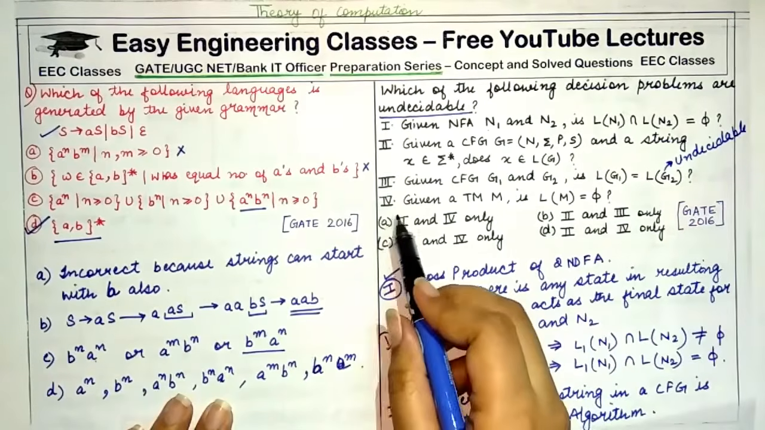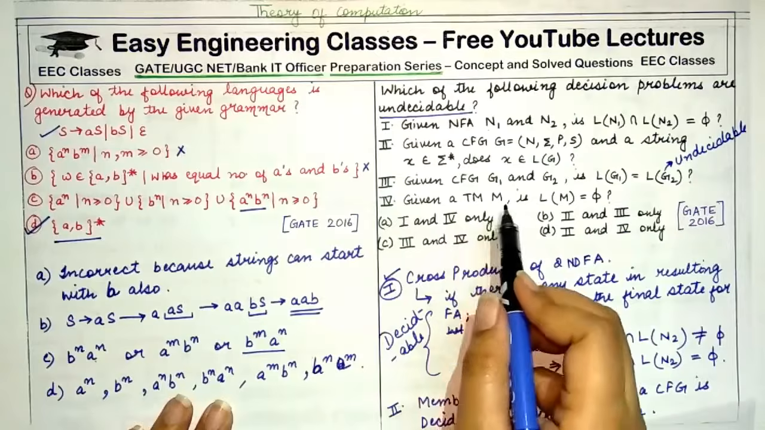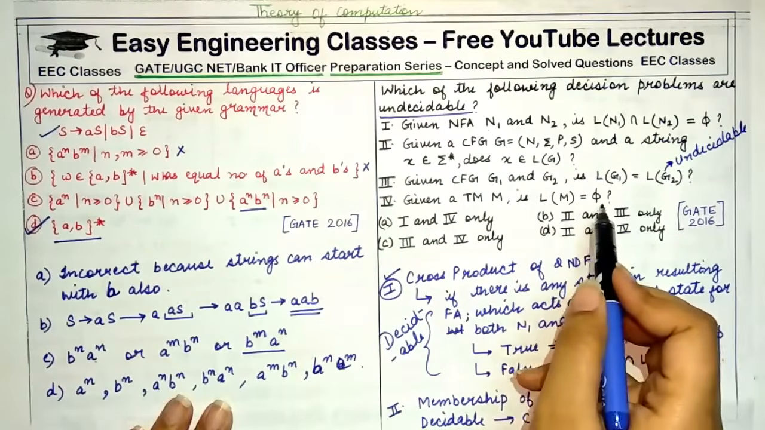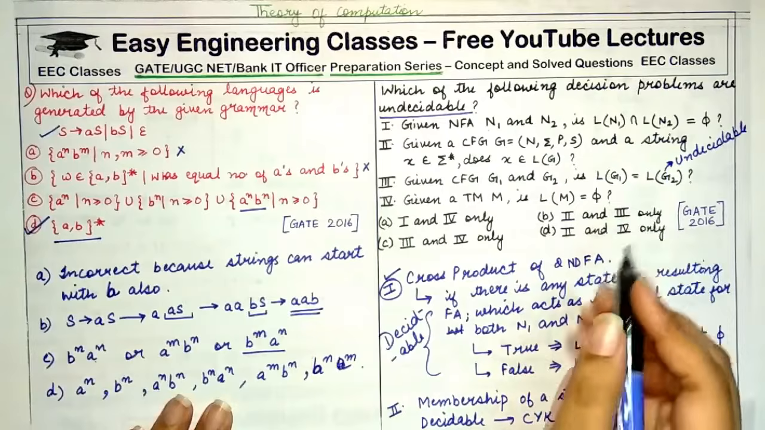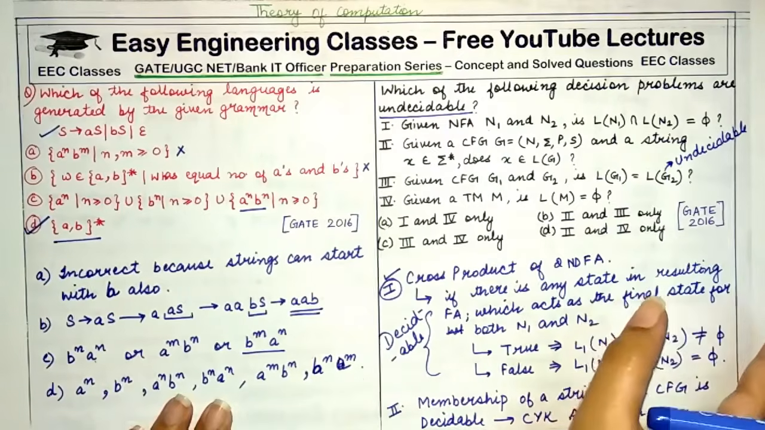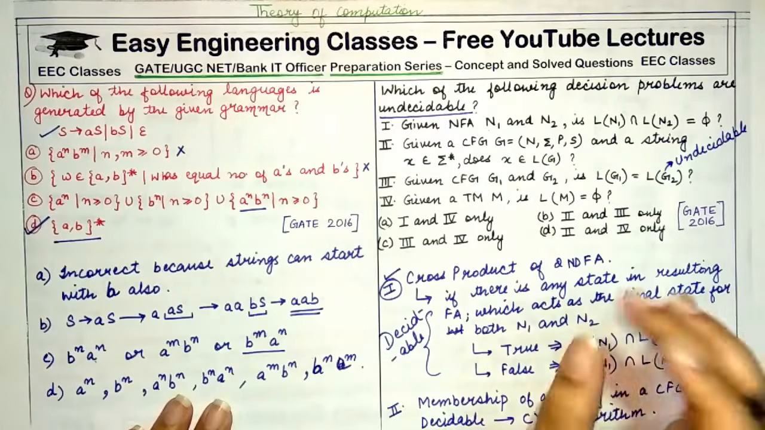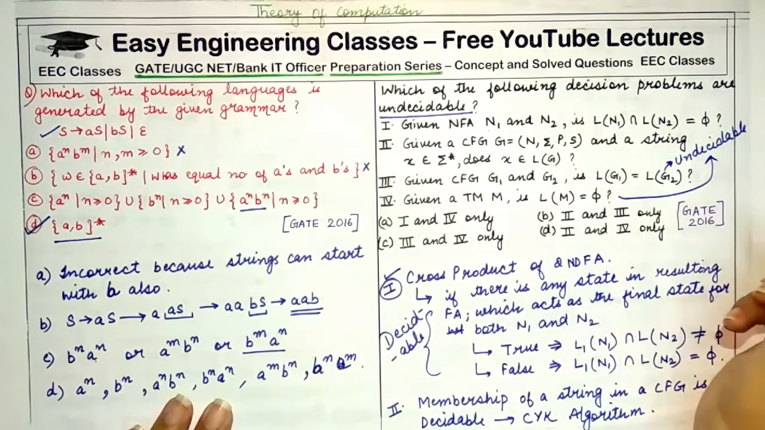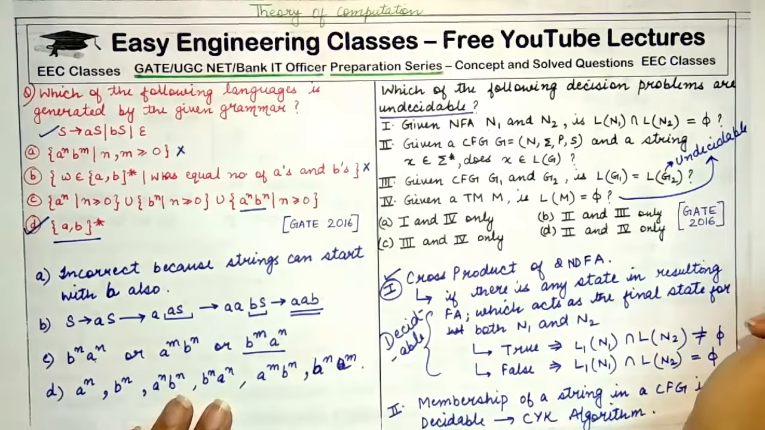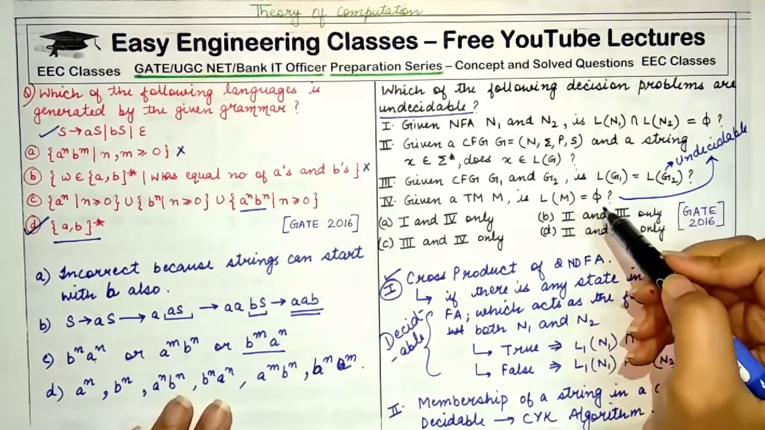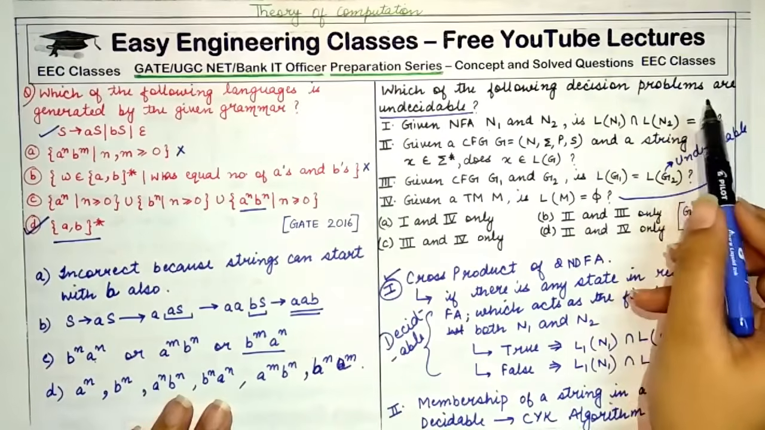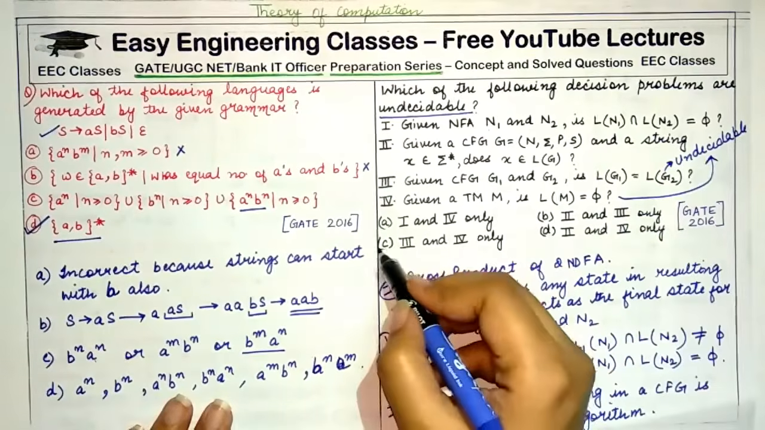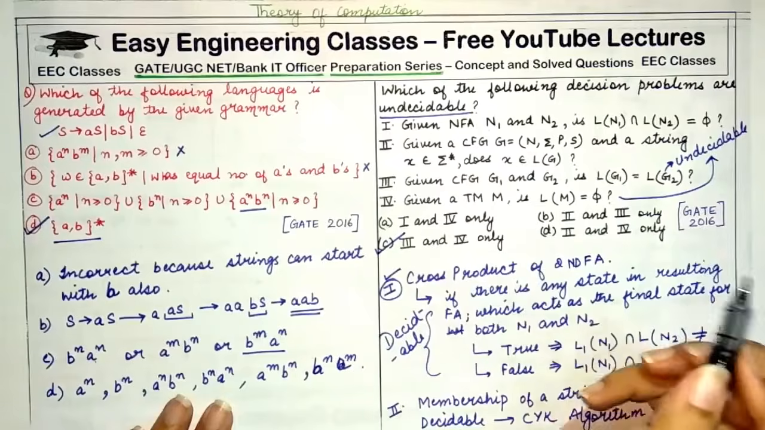The last statement is, given a Turing machine M, is the language generated by the Turing machine equal to phi? That means the emptiness problem of a Turing machine's language is again undecidable. So all the decision problems that are undecidable are the third and fourth. So C is the correct option, 3 and 4.